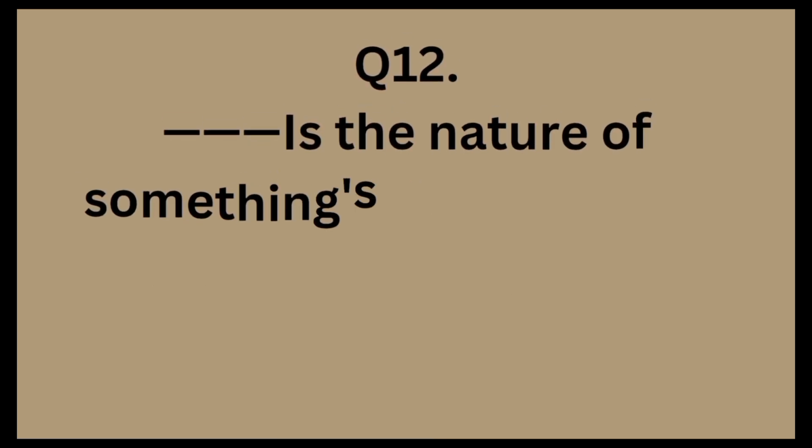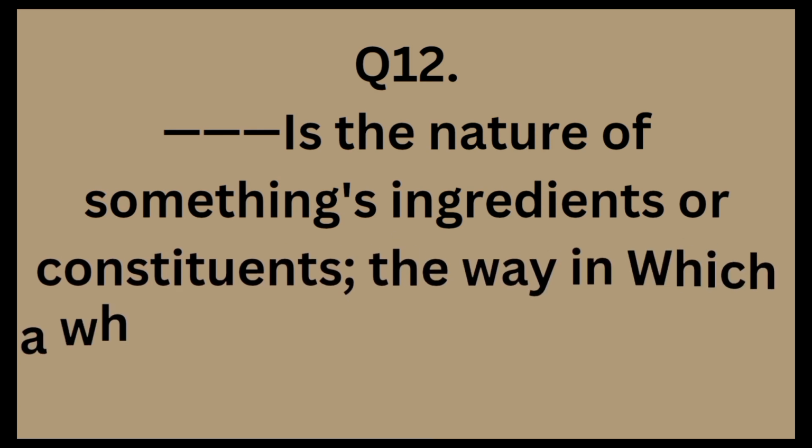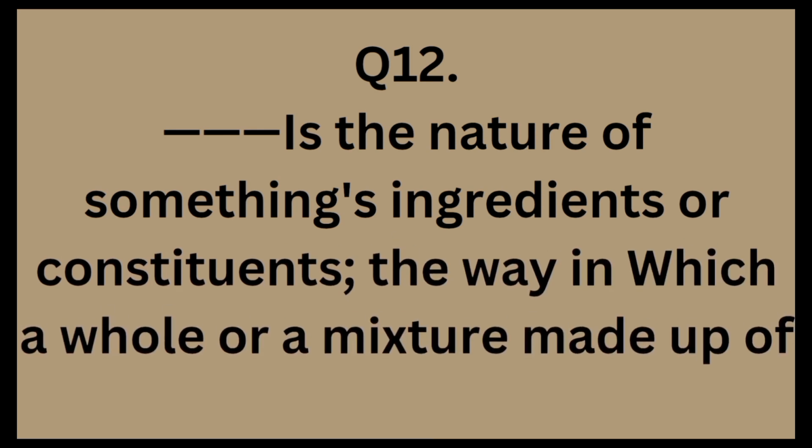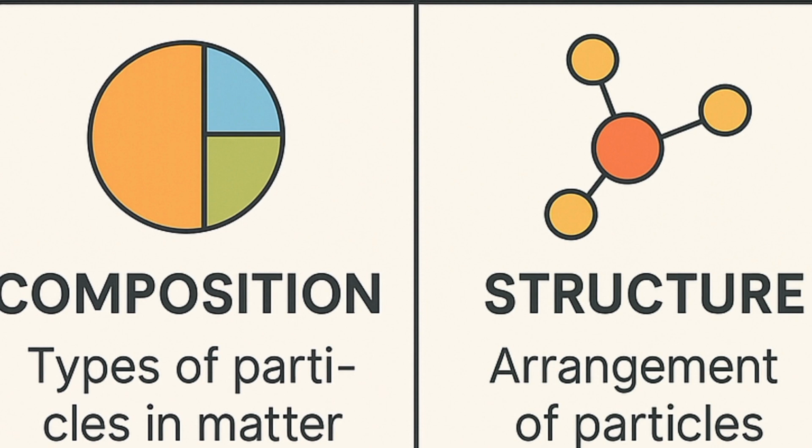Question 12. Blank is the nature of something, ingredients, or constituents. The way in which a whole or a mixture is made up. This question is defined; the word was defined previously. We defined substance. Those words are transformation, composition, structure, and property. From these four words, we select the best word. Let's define composition. Composition indicates the ingredients and constituents, or type and amount of a substance. Due to this reason, we fill the blank with the word composition.